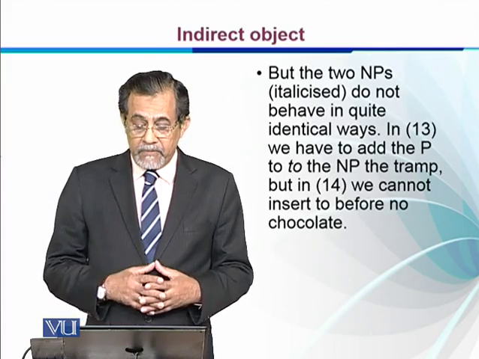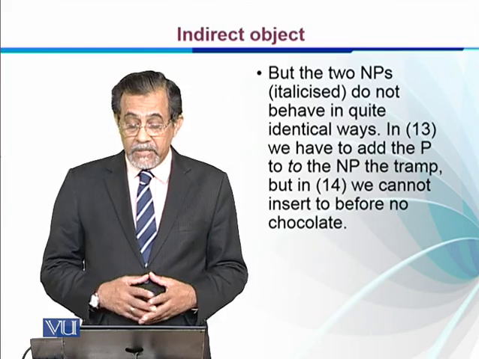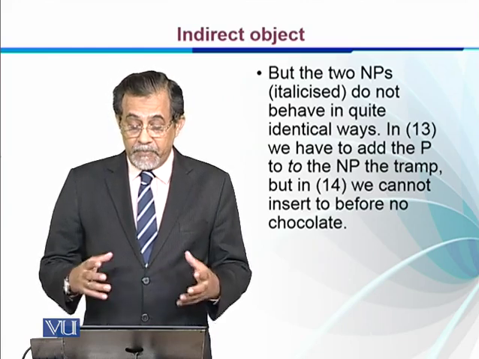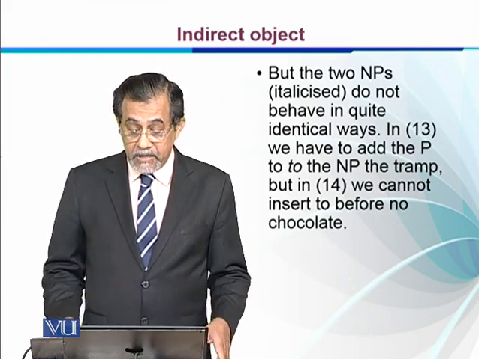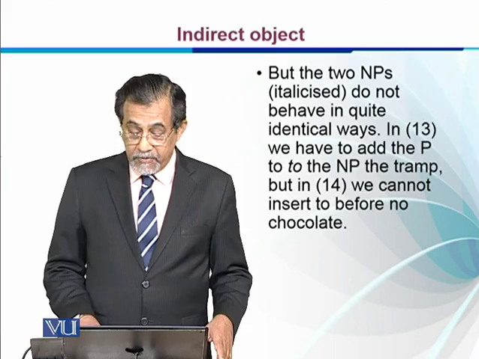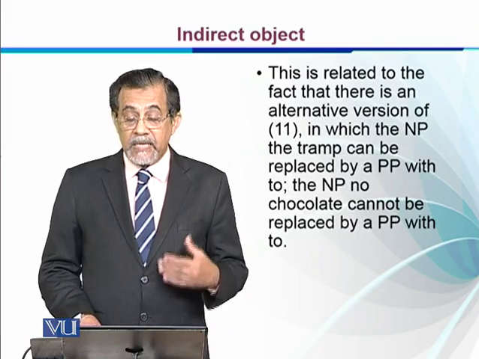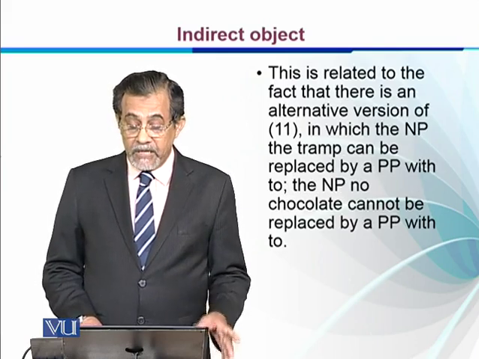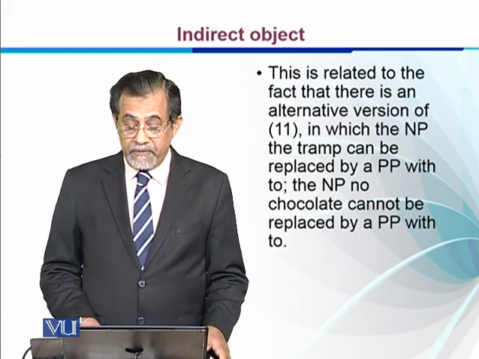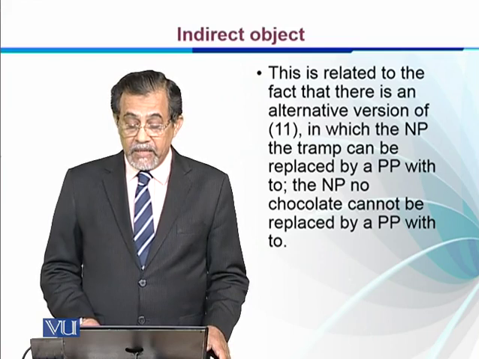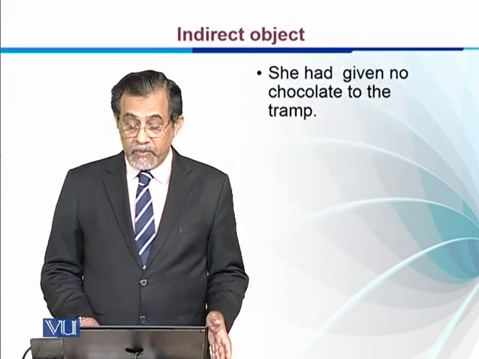But the two noun phrases italicized do not behave in quite identical ways. In 13 we have to add "to" to the noun phrase the tramp, but in 14 we cannot insert "to" before no chocolate. This is related to the fact that there is an alternative version of 11 in which the noun phrase the tramp can be replaced with the prepositional phrase with "to," right? The noun phrase no chocolate cannot be replaced by a prepositional phrase with "to."